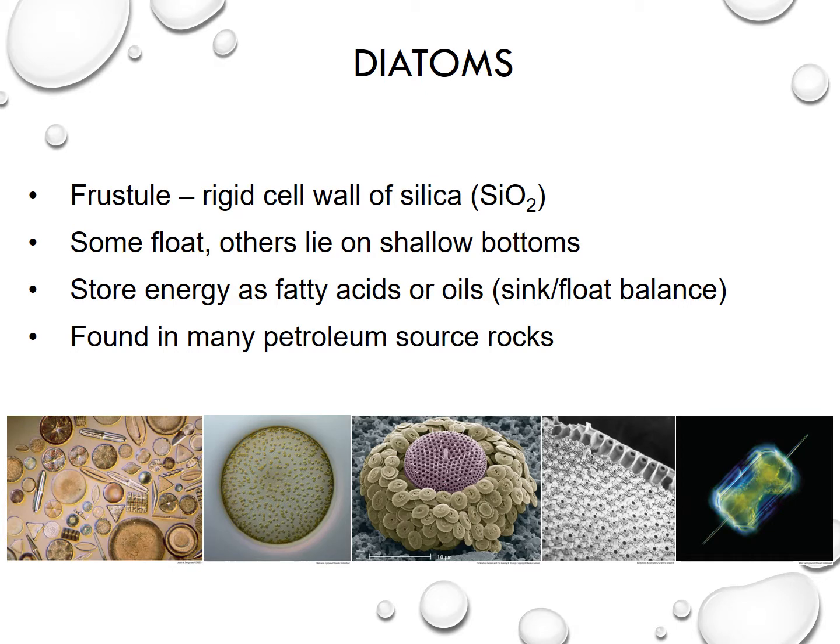The outside covering of a diatom is called a frustule, and it's a rigid cell wall made out of silica. Marine diatoms come in many different shapes and sizes. And the largest of these is about the size of a period at the end of a sentence.